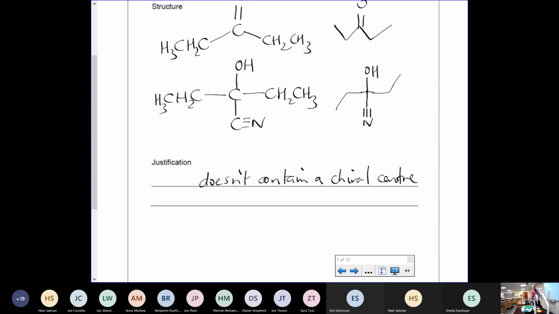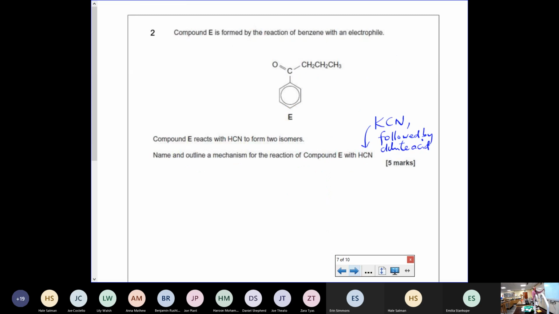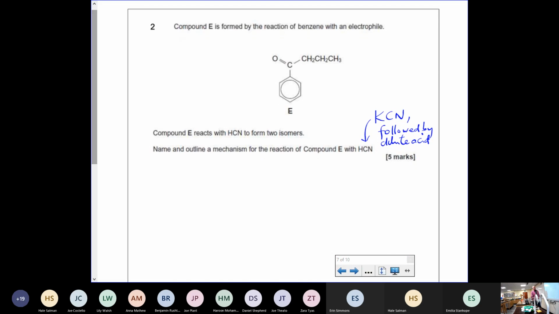Okay, let's move on. So now we've got a different molecule. Here we've got compound E, which is formed by the reaction of benzene with an electrophile. Most of you will have been doing this reaction this week. So this is formed by a Friedel-Crafts acylation of benzene. And compound E reacts with HCN to form 2 isomers. Really what we're doing here is a reaction with KCN, then dilute acid. Name and outline a mechanism for that reaction.